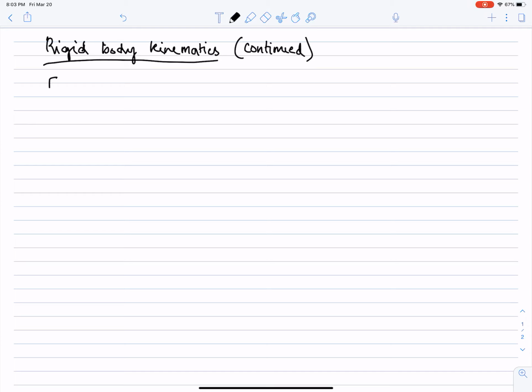Okay, here's another example with rigid body kinematics. And this is a pulley problem. So we are doing rigid body kinematics continued because we've been doing a whole bunch of examples with that flavor. Example. So this is a composite pulley problem.